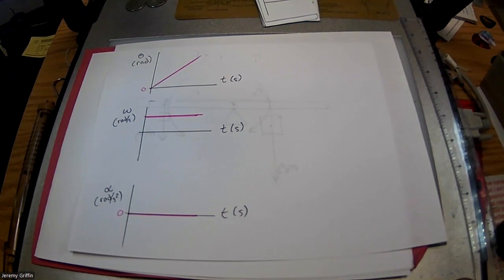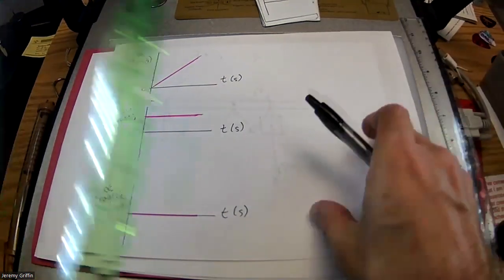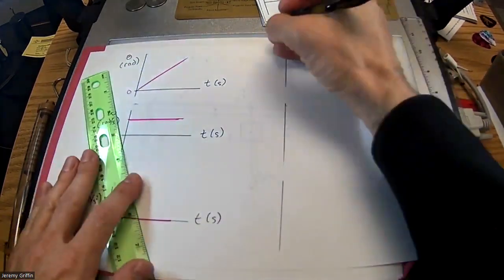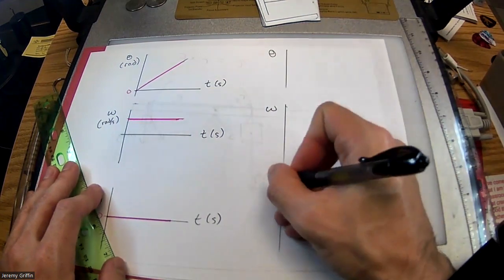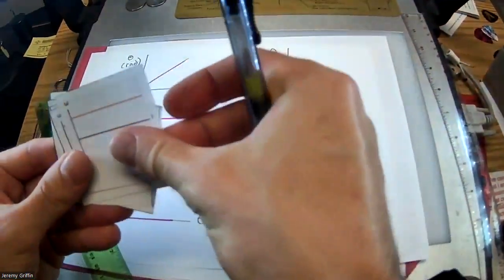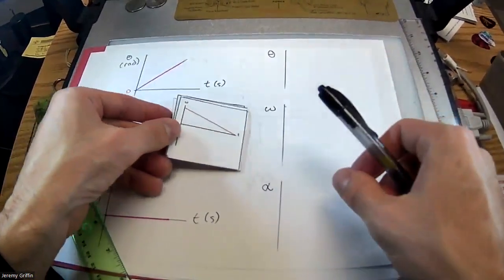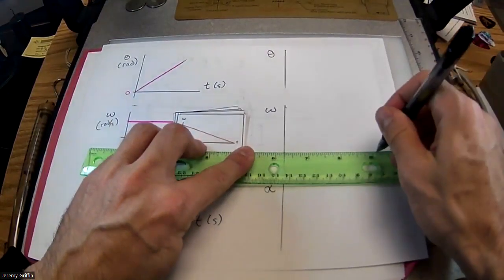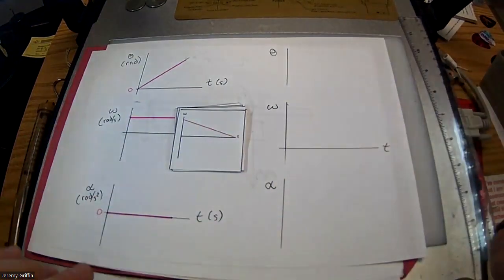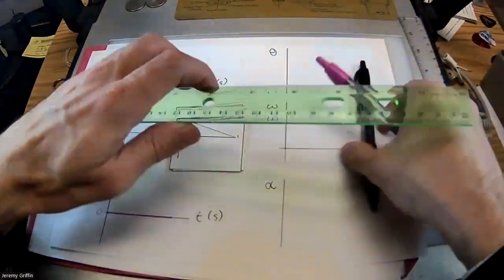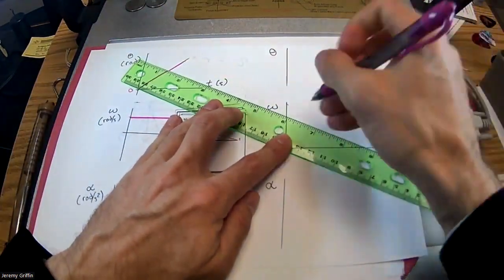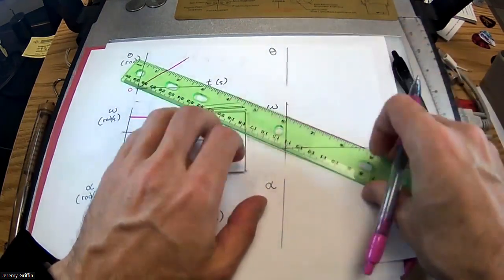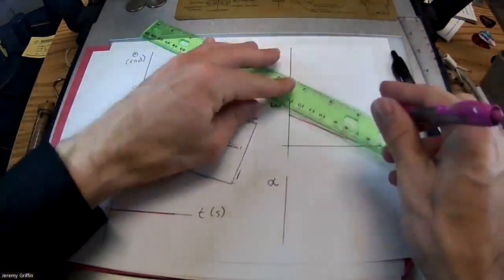All right, let's do the next one. Right, so some axes going: theta, omega, alpha. Okay, let's see what we got next. This is omega versus t, right? Omega versus t. Okay, time axis.